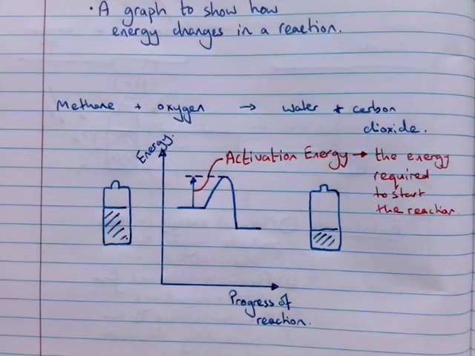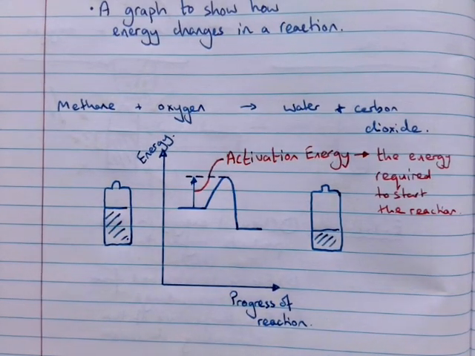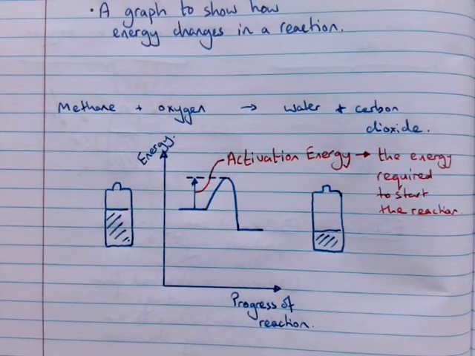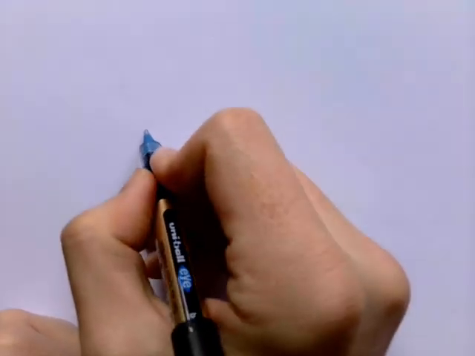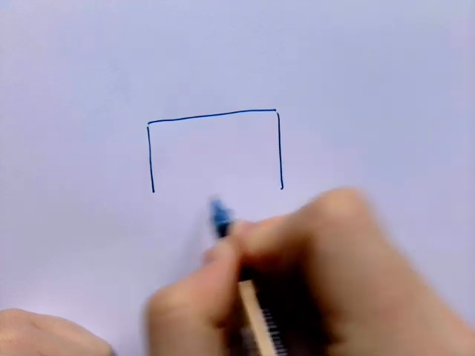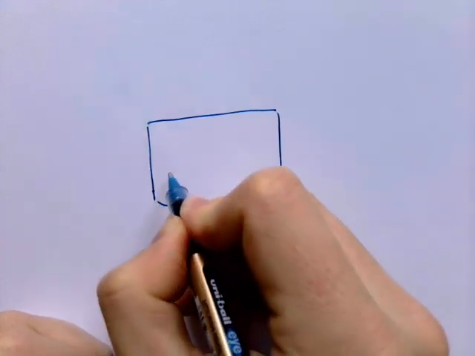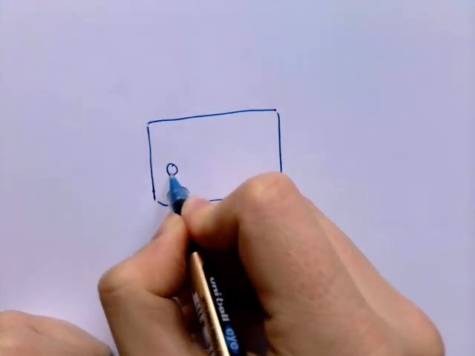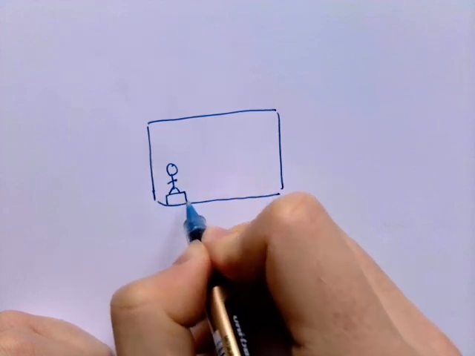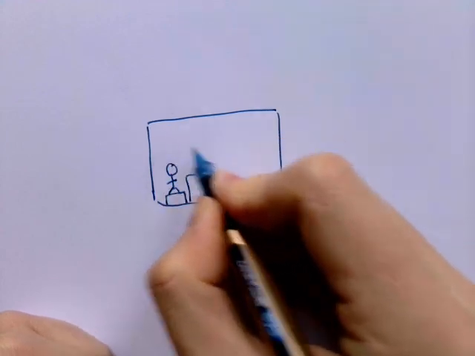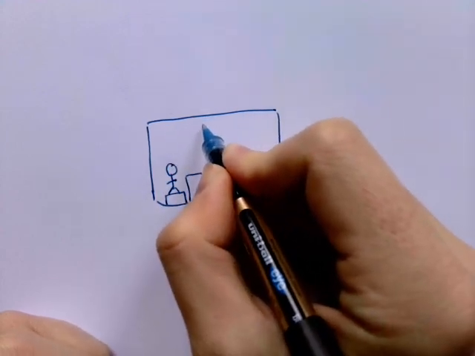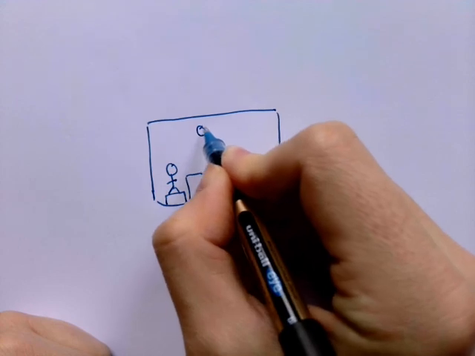Energy required to start the reaction. So, the way you can understand this is, well, let's suppose that I am in my lab at school. So this is the room here that we are all in, right? And this is me at the front of the classroom, all right? And so in the room here, there is air. And in the air, there is oxygen.